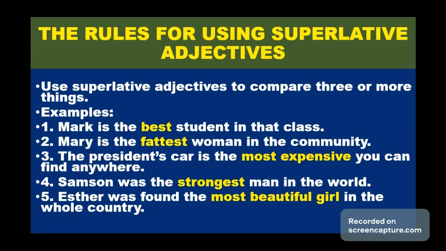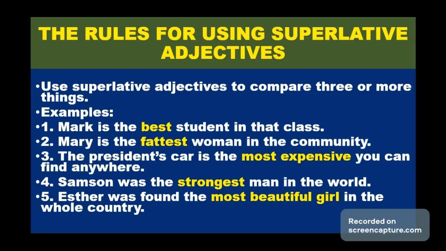Best is the superlative adjective. There are many people in the class, and then we are comparing all of them, and we are saying that Mark is the best. Number 2, Mary is the fattest woman in the community. All the women in the community are in this comparison, and we are picking Mary as the fattest woman in the community.